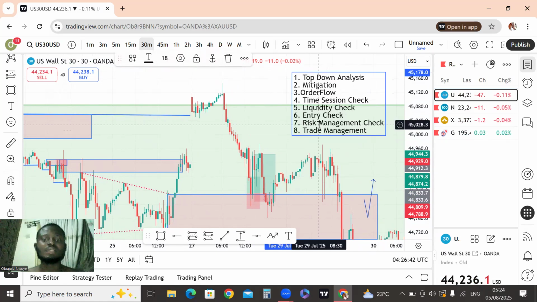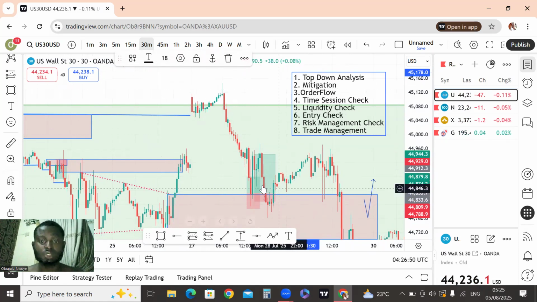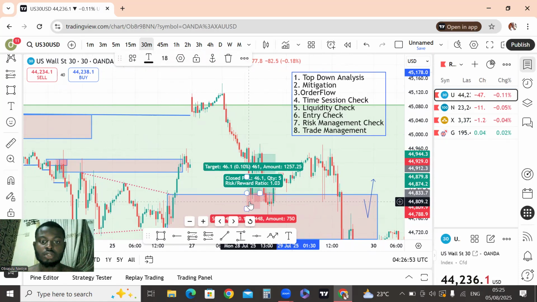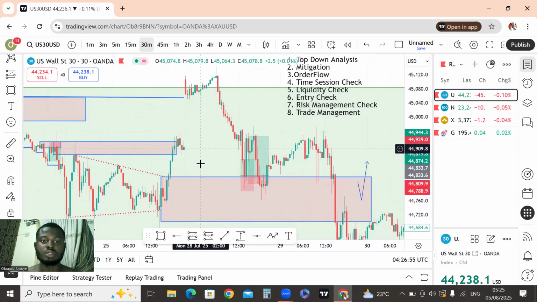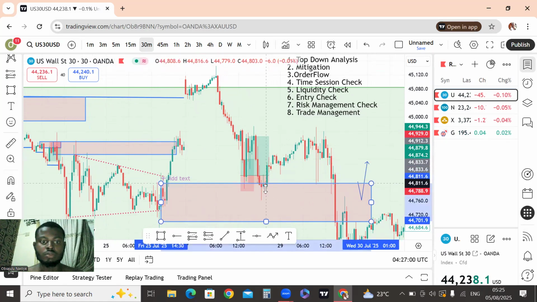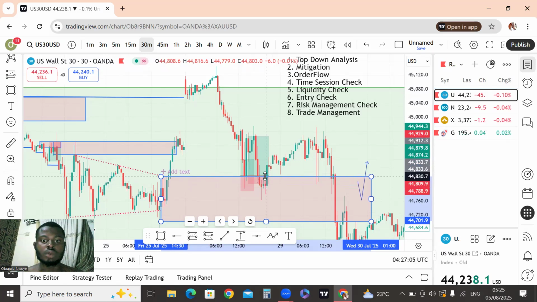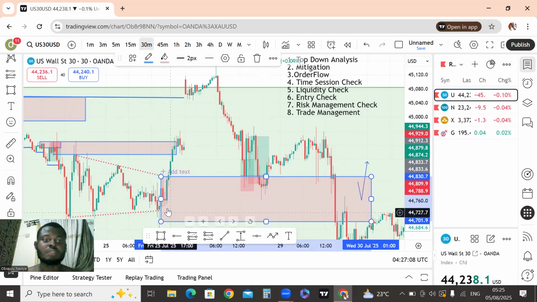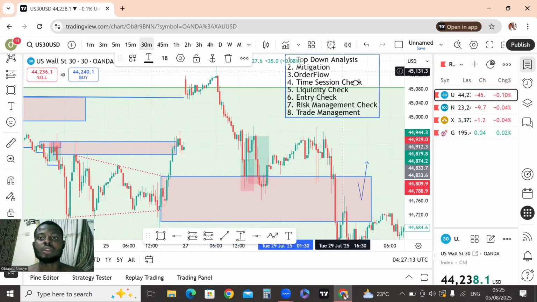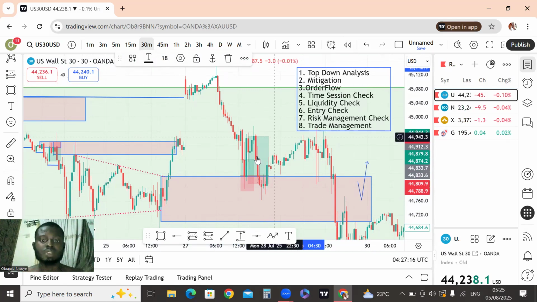And for this trade here, top-down analysis, I've already done my top-down analysis. Mitigation, there's already a mitigation here. This other block has been mitigated. By right, this is where my other block should be, but I went to the H1 and that was how I managed to get a perfect candle, so that's why the other block seems so large. Order flow, we are in a bullish trend.